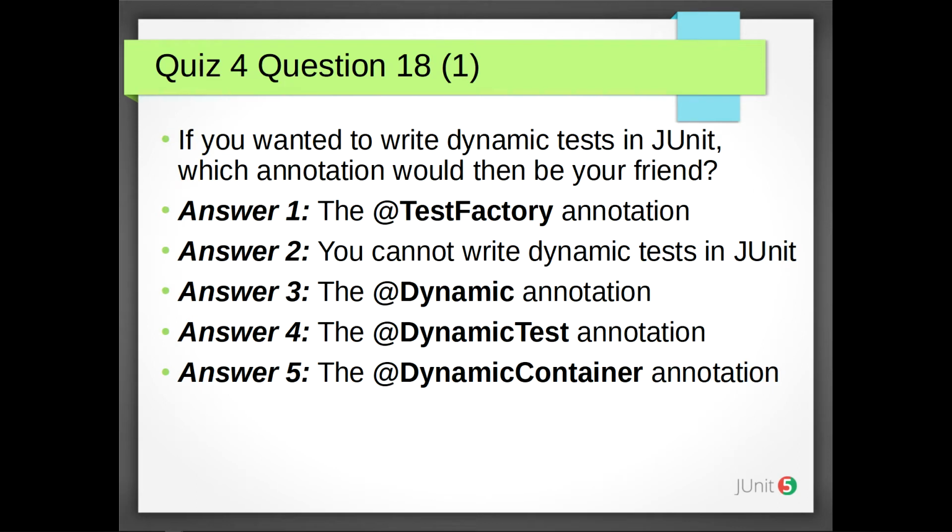Alright, quiz 4, question 18. If you wanted to write dynamic tests in JUnit, which annotation would then be your friend? Answer 1, the @TestFactory annotation. Answer 2, you cannot write dynamic tests in JUnit. Answer 3, the @Dynamic annotation. Answer 4, the @DynamicTest annotation. Answer 5, the @DynamicContainer annotation. And the correct answer is 1, the @TestFactory annotation.